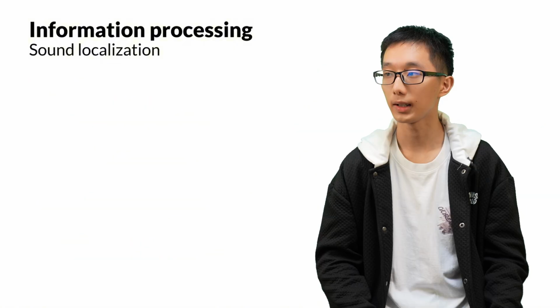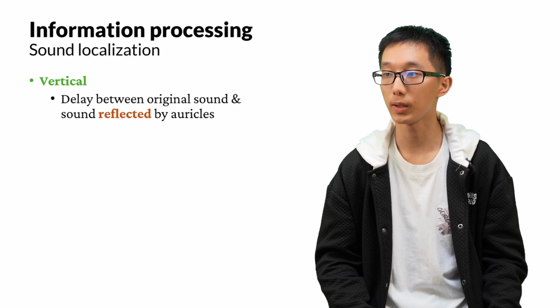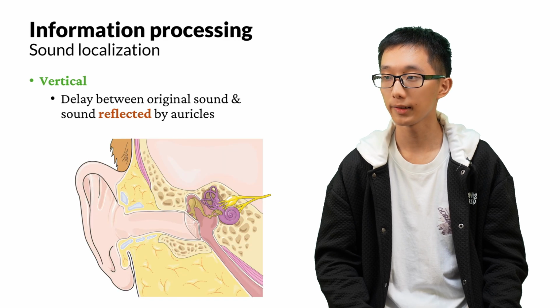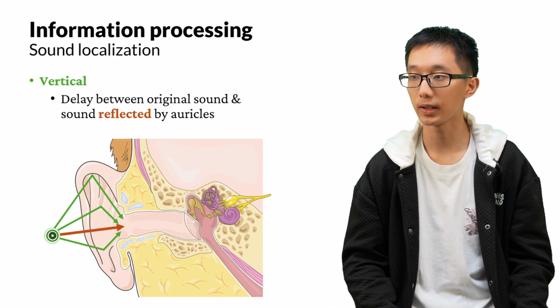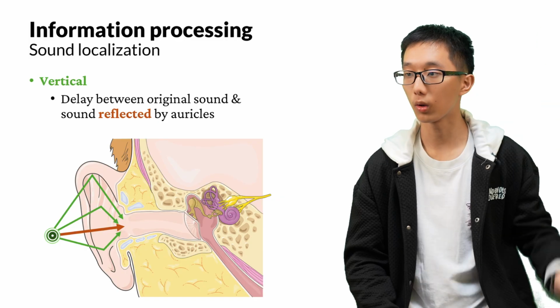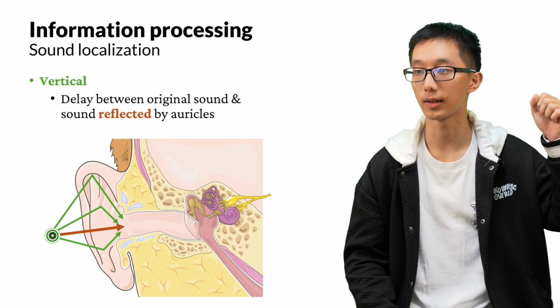In the vertical case, we determine the sound location via the delay between the original sound and the sound reflected by auricles. Let's take a look at this ear here. If the sound source is here, the waves can be transmitted by air directly into the ear. However, it can also bounce off the auricle and reflect into the ear. There is a time difference, a delay between these two types of sounds, and therefore we can calculate where it is, whether it's high or low, or whether it's just beside our ear.